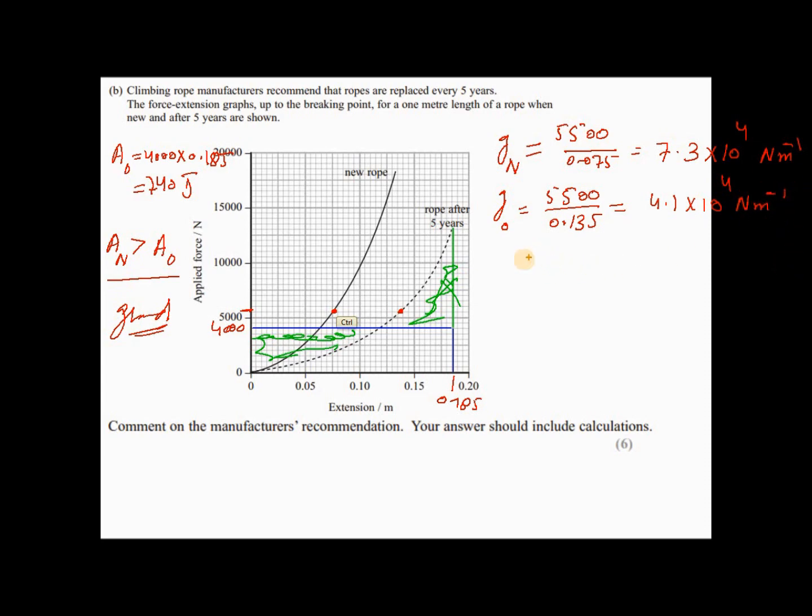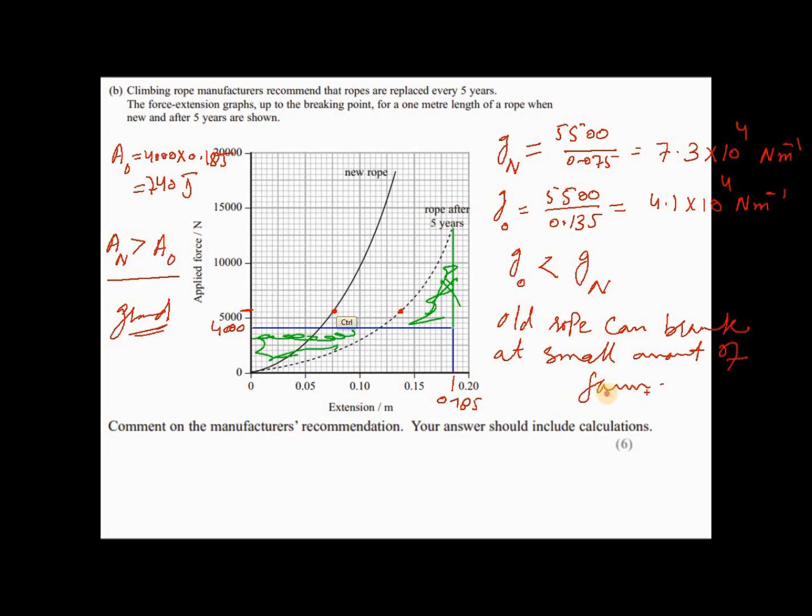That means clearly the gradient of the old rope is less than the gradient of the new rope. That means the old rope can break at a small amount of force. So that's the comment on the manufacturer's recommendation.